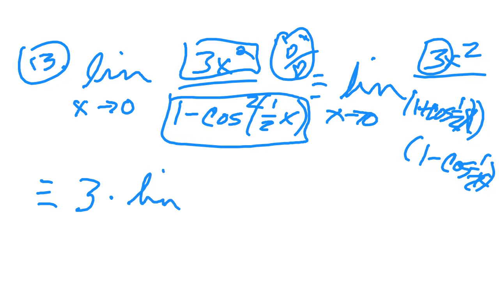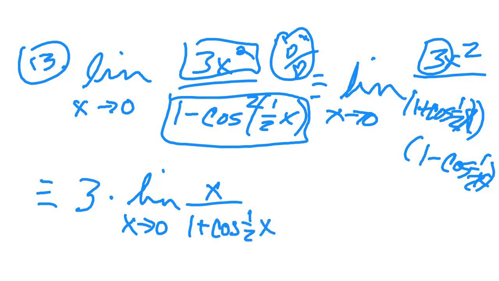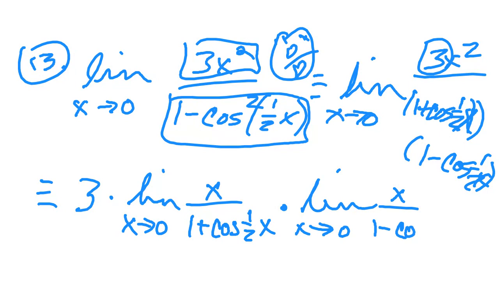Then times the limit of the product. What I could do is take the limit as x approaches 0 of the product as a product of limits: the limit of x over 1 plus cosine half x, times the limit as x approaches 0 of x over 1 minus cosine half x. And so you might try something like this, and then the limit of the quotient is a quotient limit.